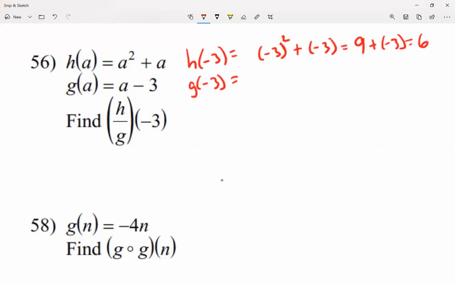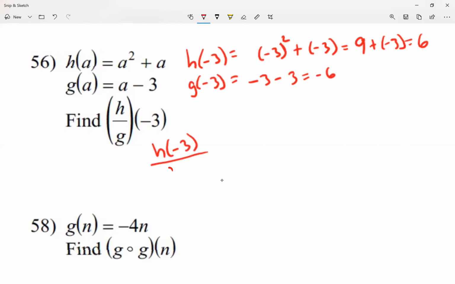All right, let me solve g of -3. It's -3 minus 3. So that's a -6. So now here I'm going to go, remember I'm doing h of -3 divided by g of -3. So I have 6 divided by a -6. Now in the fraction, when there's a negative sign, you bring it to the front. 6 divided by 6 is 1. So my answer here would be -1.